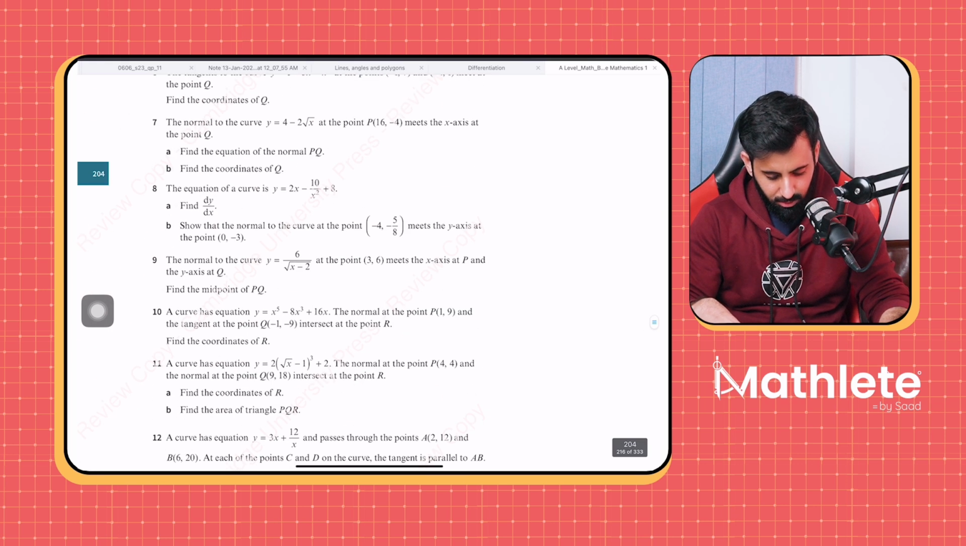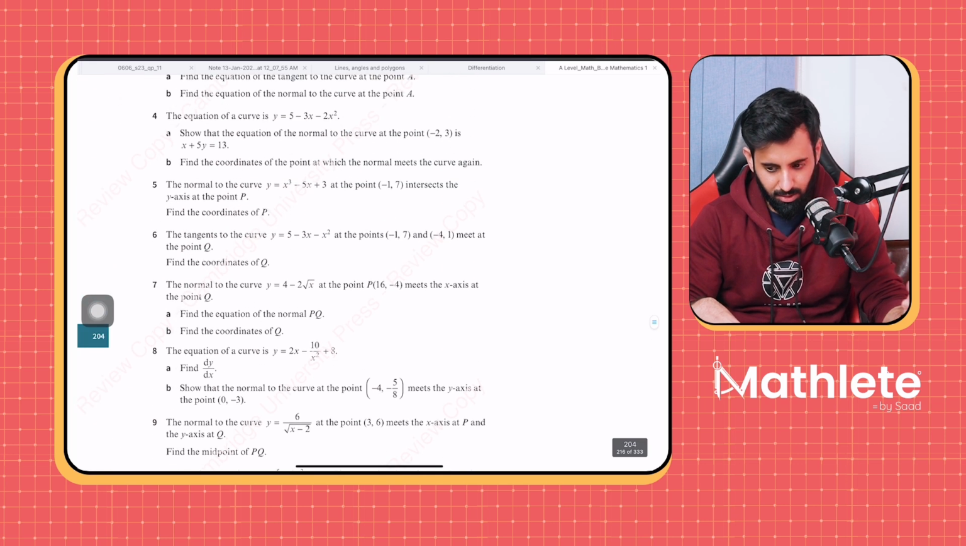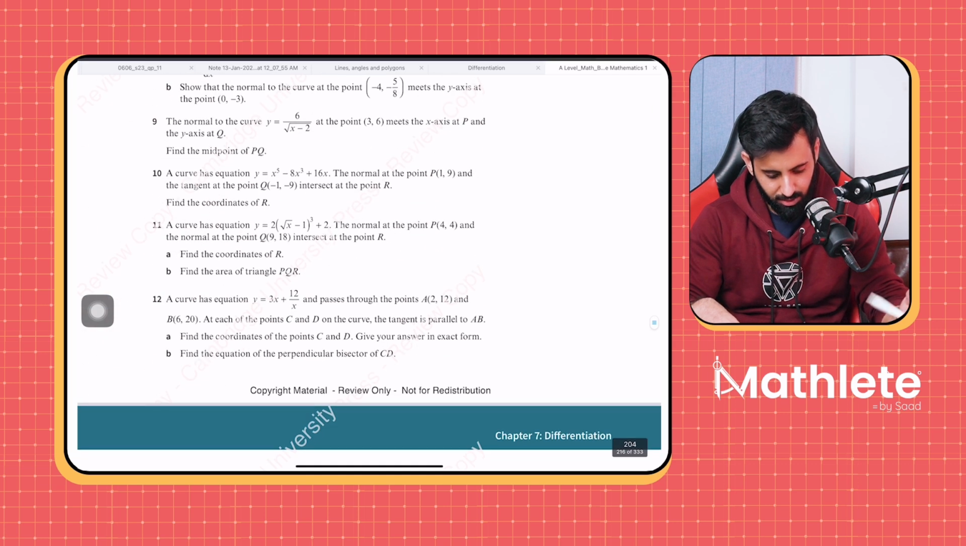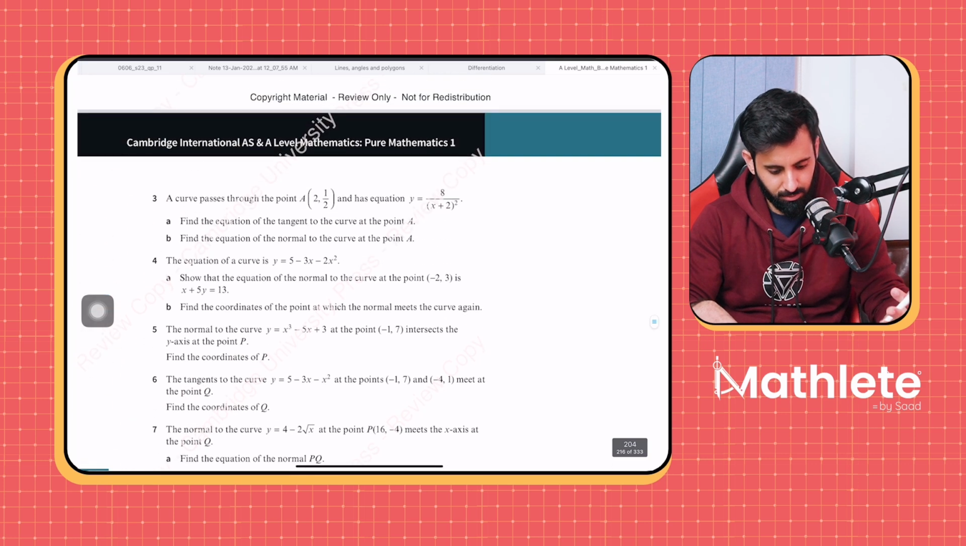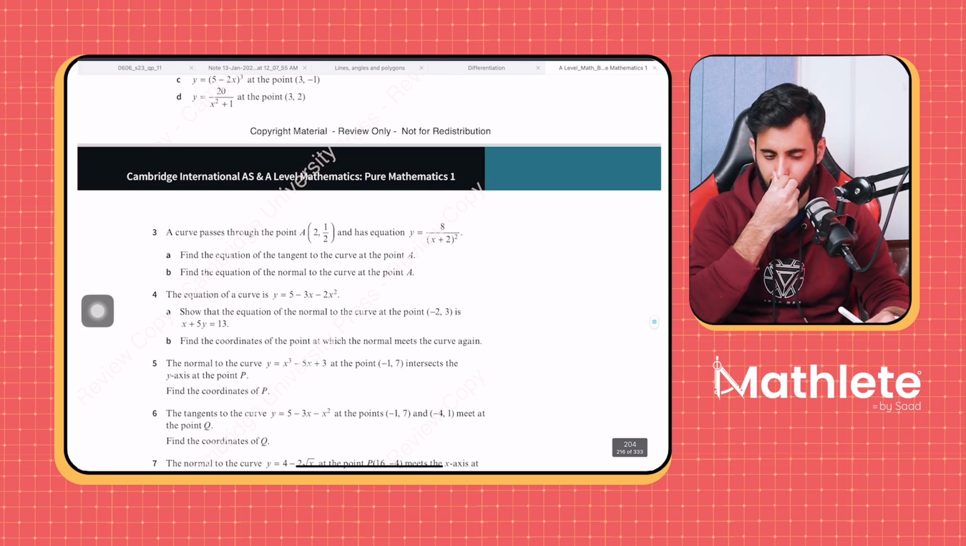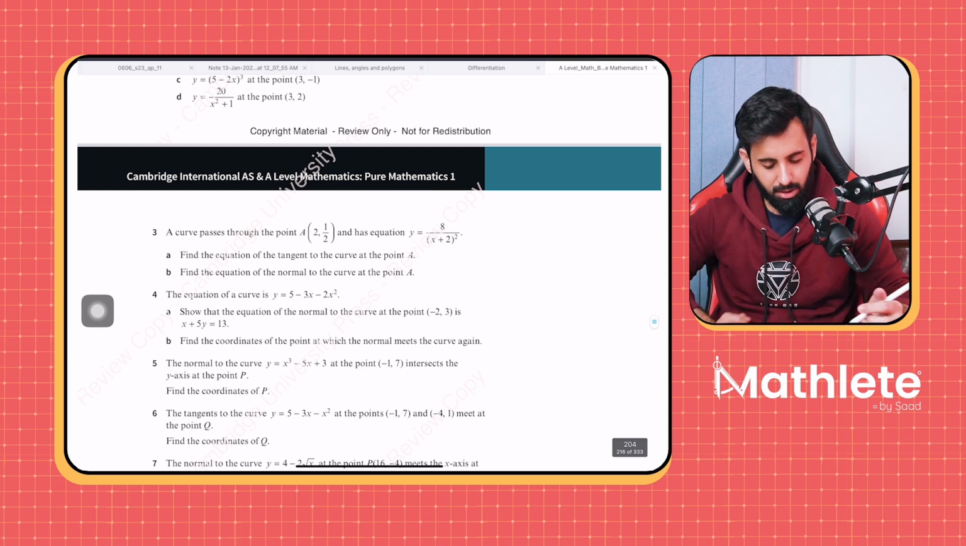So how is normal different from tangent? What is the one thing we do differently compared to the equation of tangent? The reciprocal, just the reciprocal? Yeah, -1 upon m.